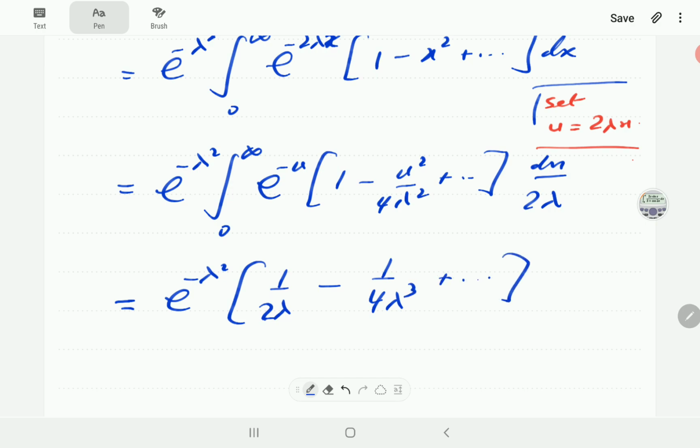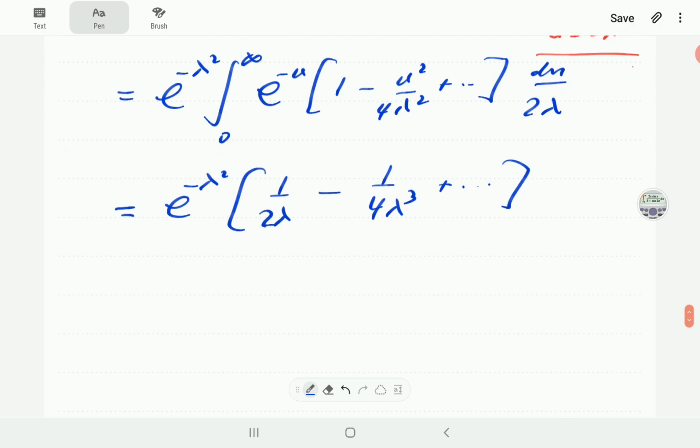So that's going to be the two-term asymptotic expression of this integral. Okay, thank you.